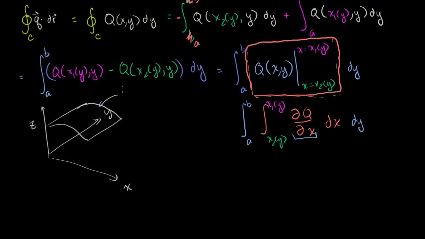So we could call that the partial of q with respect to x. And what this double integral is, this is essentially defining a region, and you could kind of view this dx times dy as a small differential of area.